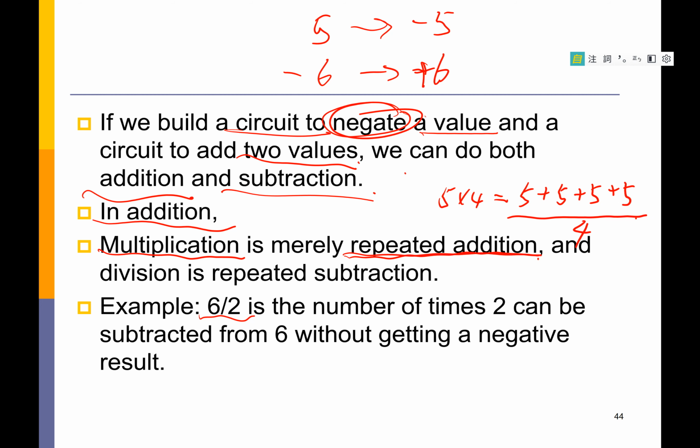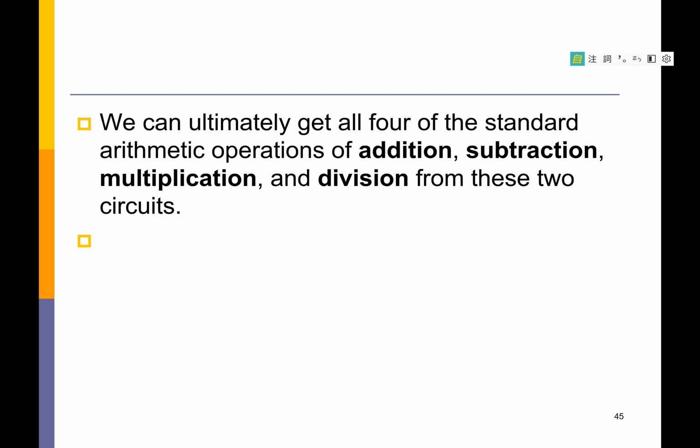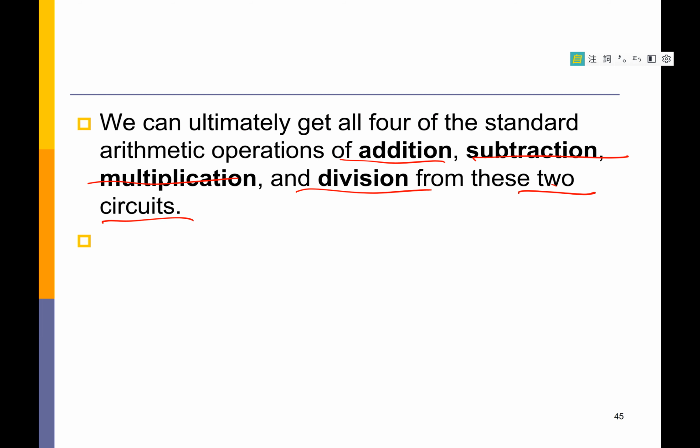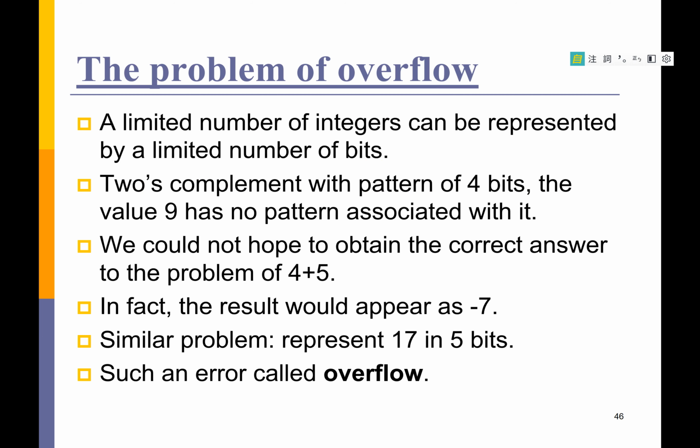your remainder remains positive. Okay? So this just one circuit can do addition, subtraction, multiplication, and division. Okay? From these 2 circuits. Okay? For 2 circuits: the addition of 2's complement notation and the negation. Okay? And the negate circuit.